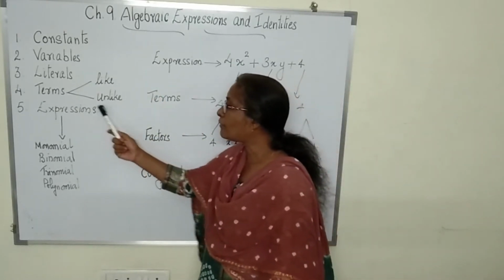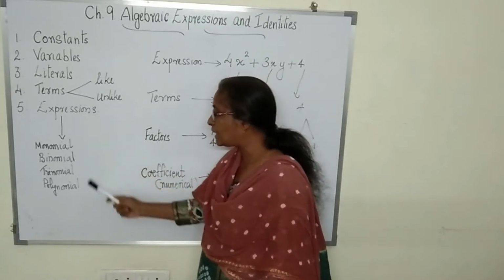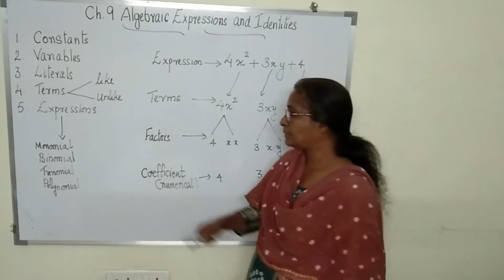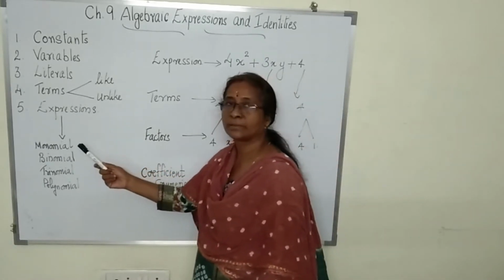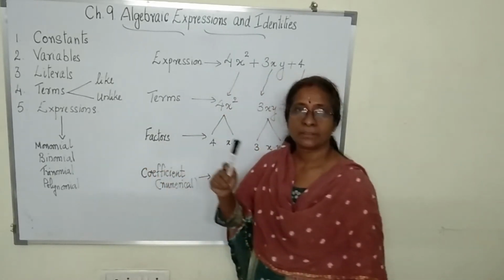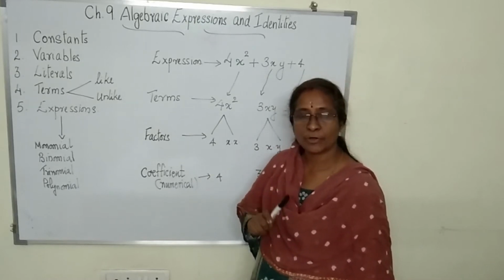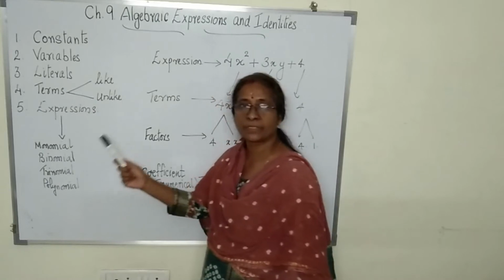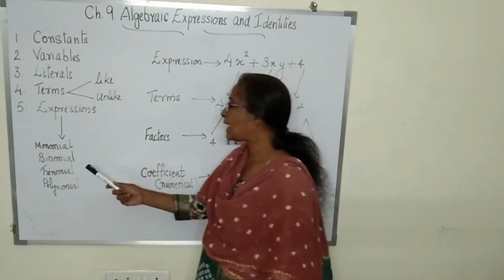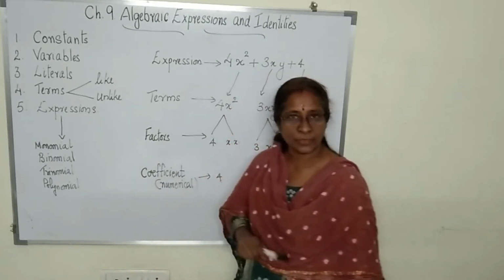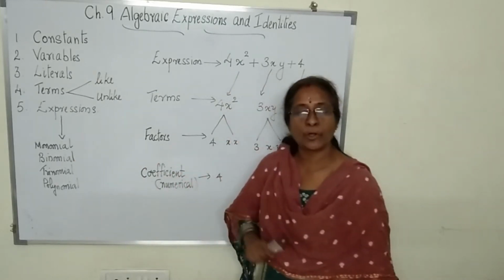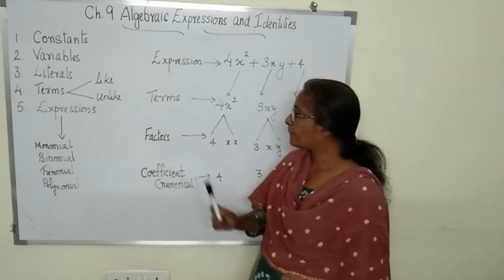Now, when you think of expressions, there are different types of expressions which we have already learned in class 7. What is a monomial? A monomial is an expression which has only one term. A binomial is an expression with two terms. A trinomial is an expression with three terms. And in general, they all are called polynomials.